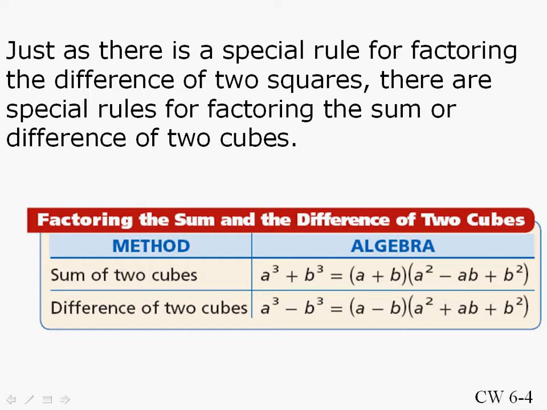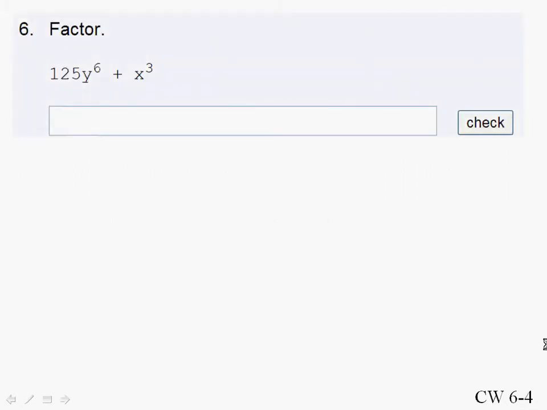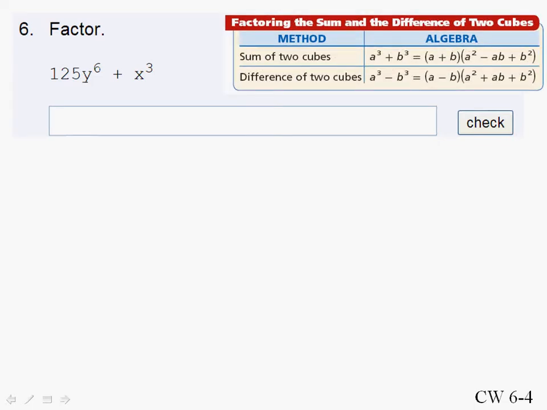Let's do some examples. Factor 125 y to the sixth power plus x cubed. Let's be reminded of our factoring of the sum of cubes. If we identify a would equal the cube root of the first term, b would be the cube root of the second term.